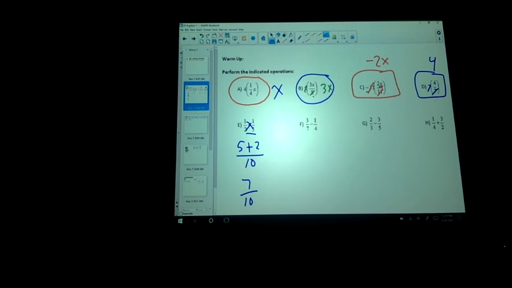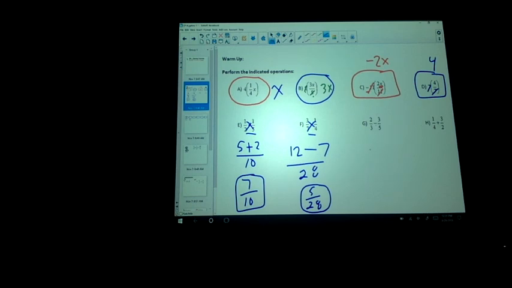Letter F, it's a subtraction problem. So what's 3 times 4? 12. What's 1 times 7? 7. What's 7 times 4? 28. 12 subtract 7 is 5. I get 5 over 28. So again, if you go through and do the butterfly method with these, you can add and subtract fractions a lot quicker than getting a common denominator.